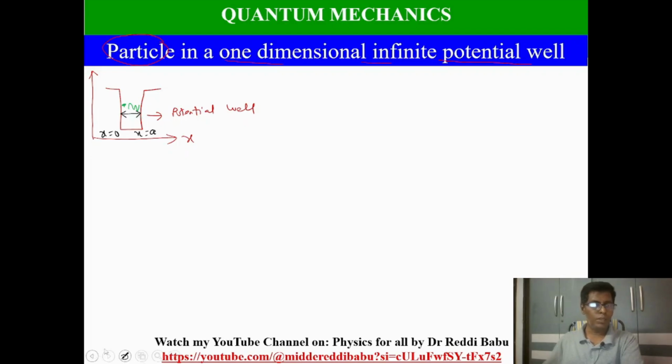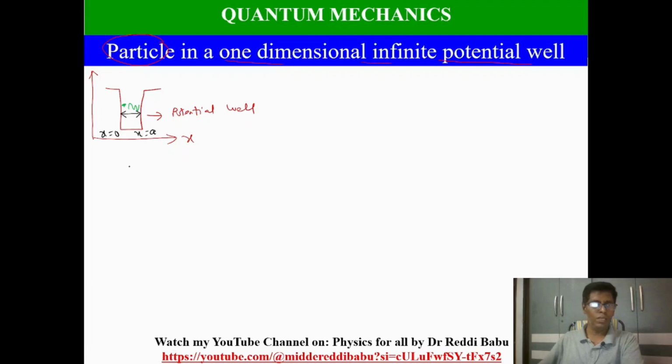Whenever this particle is moving forward and backward, we have to get the equation for the wave function of the particle, and also we need to derive the energy levels of the particle while it is traveling from one boundary to the other boundary. That is our concept today.